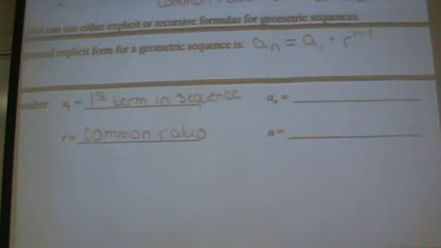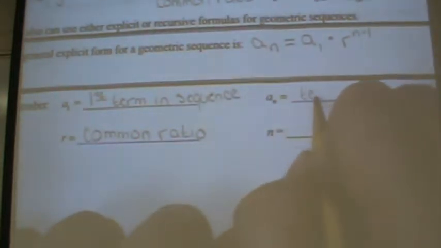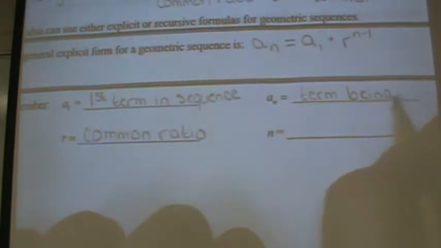What's our a_n value? What is a_n? It's what we're trying to find. The missing term. So it's the term that we're trying to find. So for example, if I wanted the 100th term, what's a_n? It's a_100. That's just telling you the term that we're looking for.